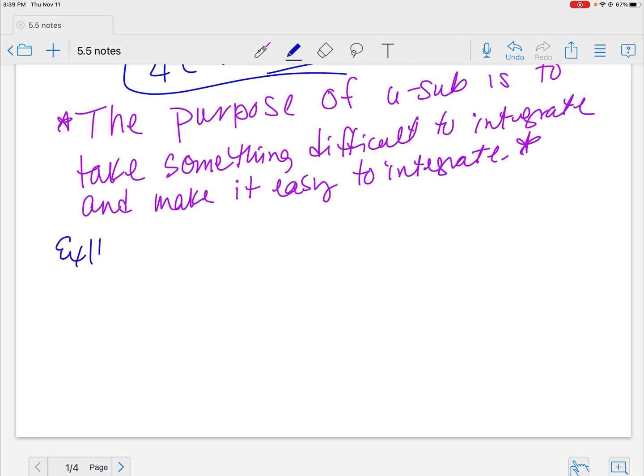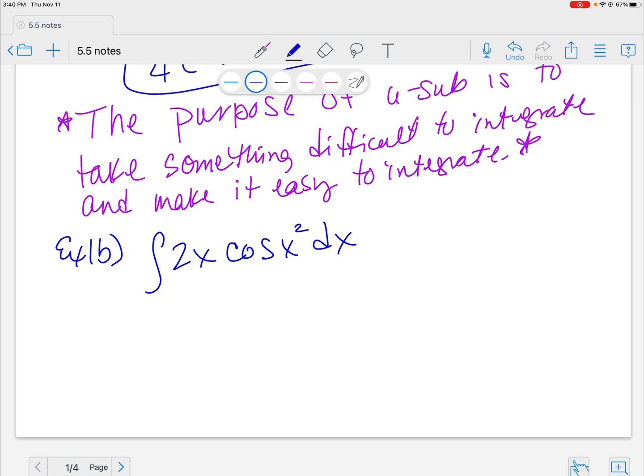So here is example 1b. I'm going to integrate 2x times cosine x squared dx. So remember, what are we looking for? The inside function, the crazy thing. And sometimes you have to trial and error a little bit whenever it comes to your u sub. So trial and error, right? When I'm looking at something that is inside worthy, this x squared looks like an inside type function. So I'm going to try that out as my u.